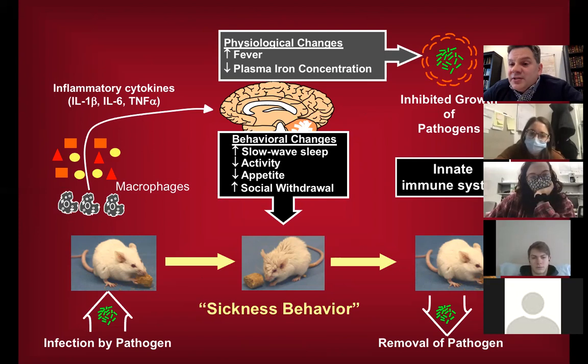Another thing we see is a drive to reduce plasma iron concentration. So that's centrally driven to sequester iron. These things are both aimed to inhibit the growth of pathogens.